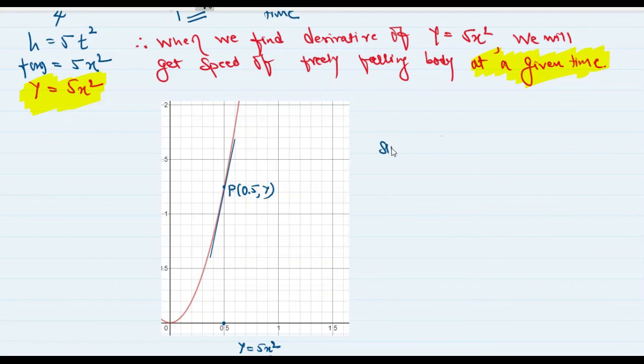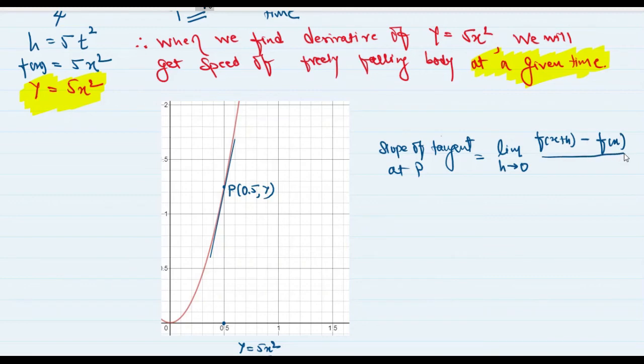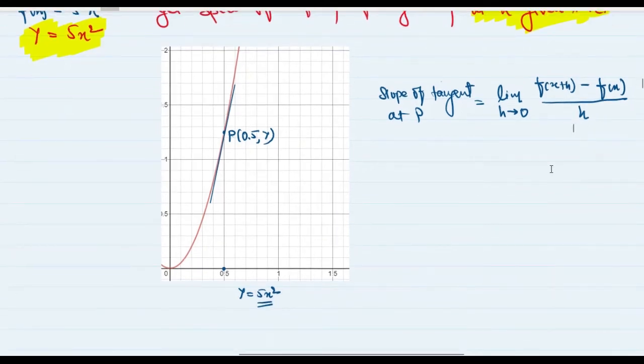So slope of tangent at P is equal to the limit when h approaches 0 of f of x plus h minus f of x upon h. That's what we got in the previous example as a formula, right? You remember, this is the formula for finding the derivative or the slope of the tangent at point P.